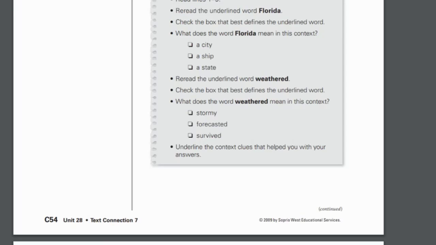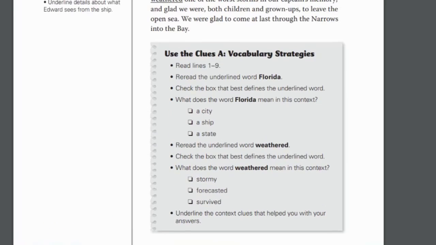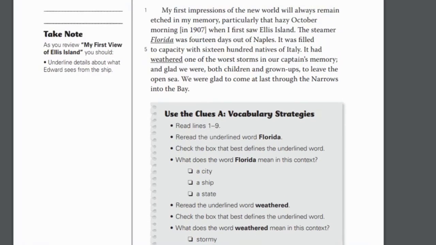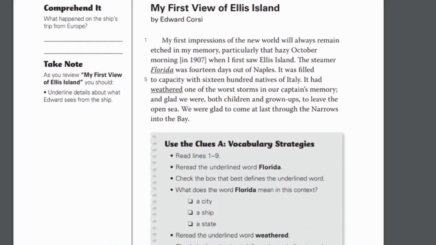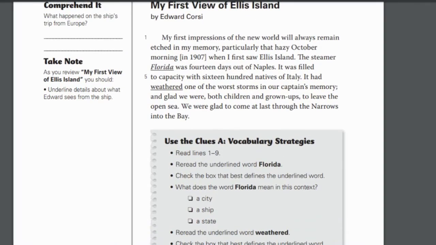Back at the beginning, you'll see on page C54, use the clues vocabulary strategies. We're going to figure out what the words Florida and weathered mean. Even if you already know what they mean or you think you know what they mean, we are going to do this strategy so you can use it in the future. Okay, read lines 1 through 9.